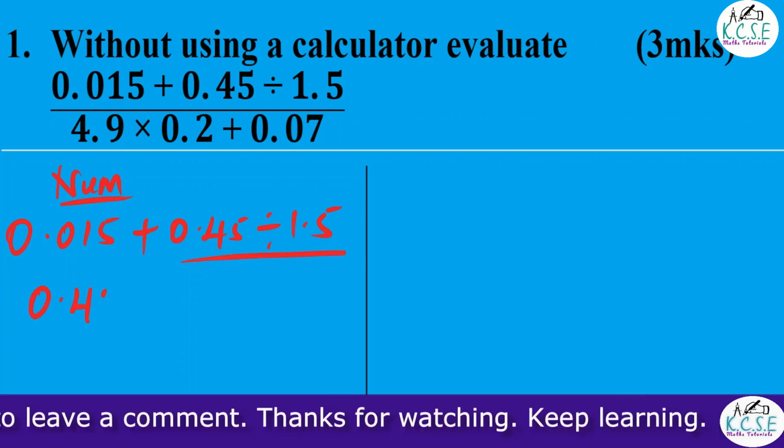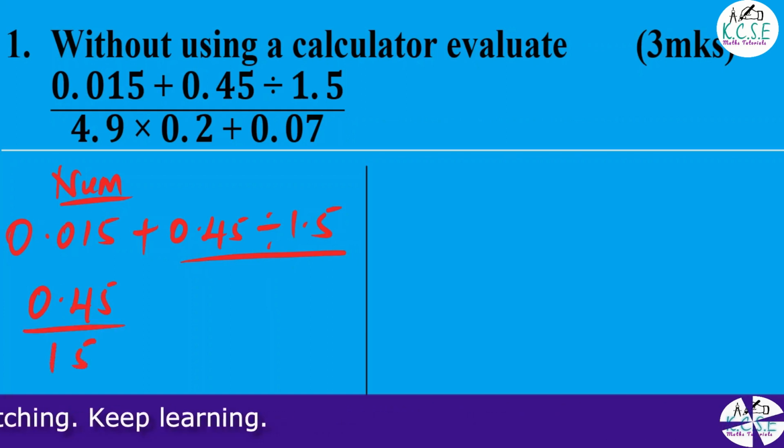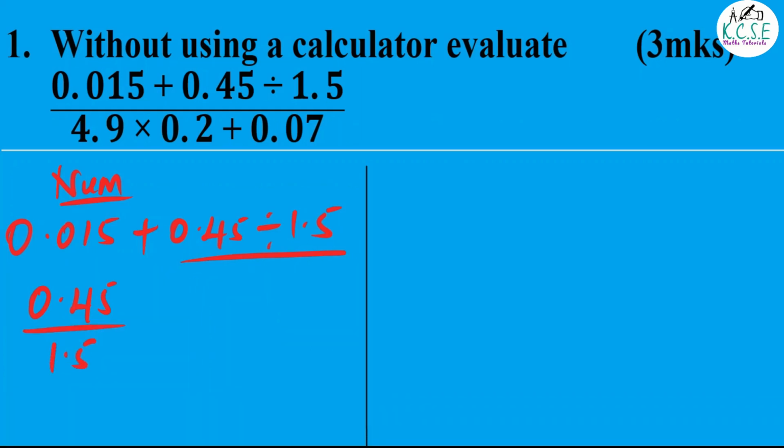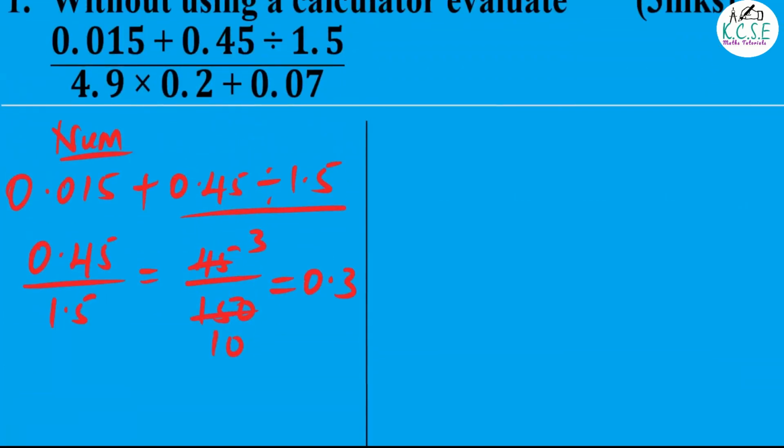So 0.45 divided by 1.5. Now to divide these, you look at the numerator and the denominator. Where do you have the largest number of decimal places? It is the numerator, 2 decimal places. So to remove 2 decimal places, we multiply both the numerator and the denominator by 100. So this is 45 divided by 150. Simplify. 150 divided by 15, this is 10. 45 divided by 15, 3. So this gives 0.3.